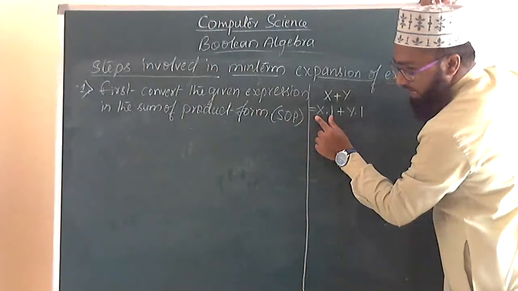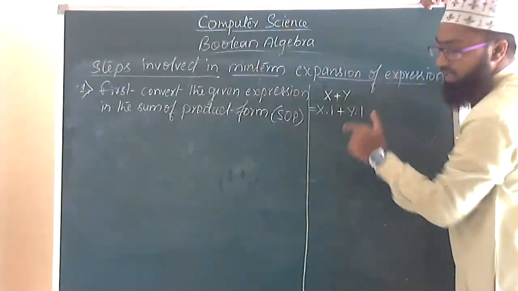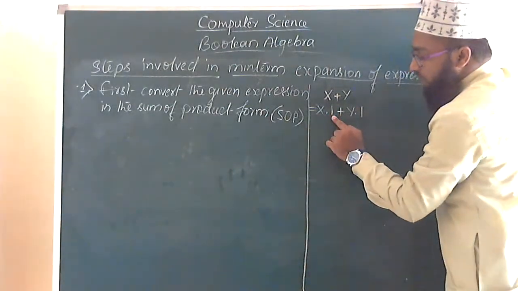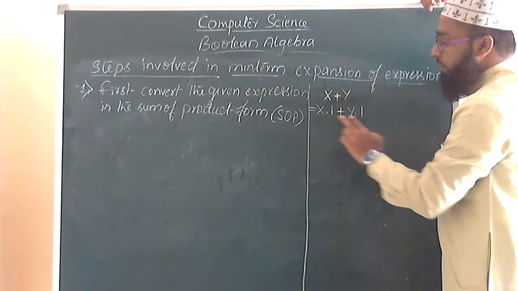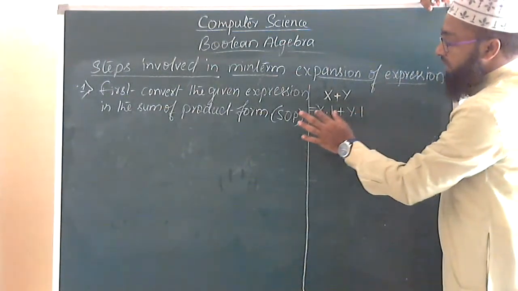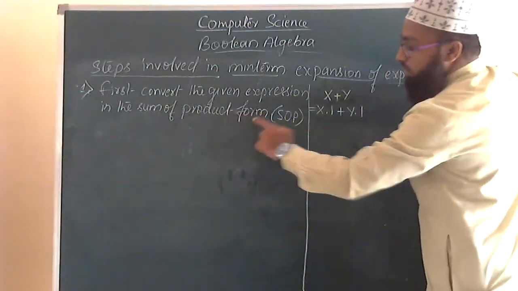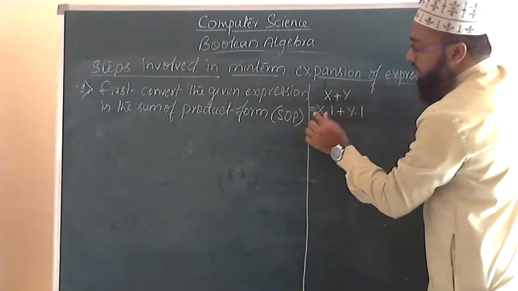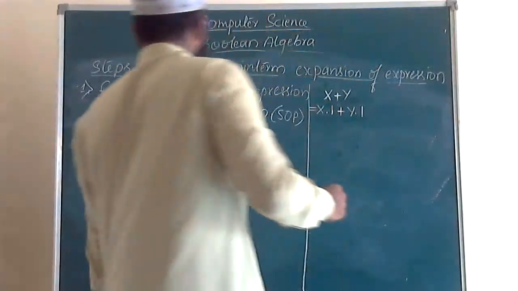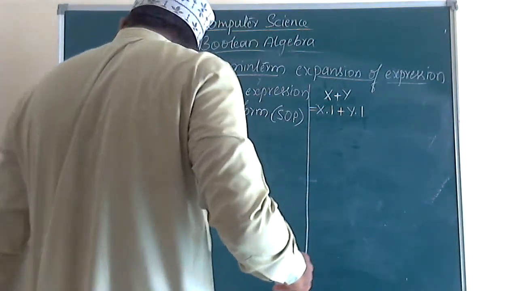This is the product: x into 1 is a product, then y into 1 is a product. Multiplication will always be a product. So x into 1 is a product of two things, then y into 1 is a product of two things. If we add them, then it will become the sum of these two products. First convert the given expression in the sum of product form.